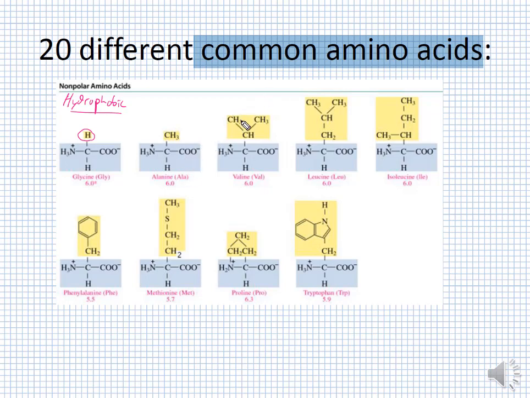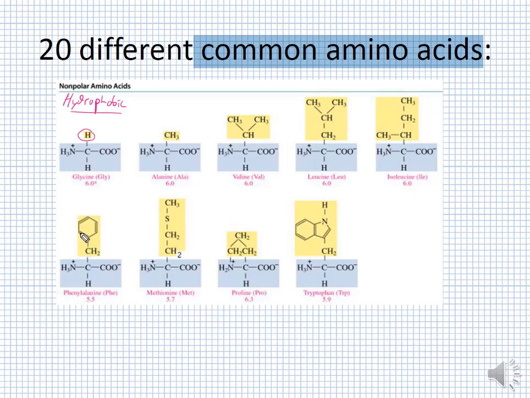So we have valine here. Looks like a V for valine. No, it's like an isopropyl group, right? We have a leucine, right? So this is like an isobutyl group. This is also 4 carbons, but instead of being branched on the last carbon, it's branched on the first carbon here off the alpha carbon. So they're kind of isomers of each other. This is isoleucine.